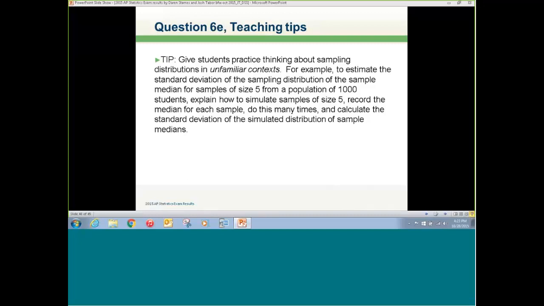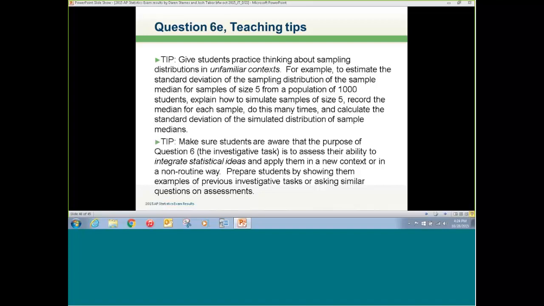There's no formula that we learn that describes the standard deviation of a sample median. But you can talk about how you might simulate samples of size 5, record the median for each sample, do this many, many times, and then calculate the standard deviation of the simulated distribution of sample medians. This gets kids thinking really about what sampling distributions are, how they're built, and how we can describe them.